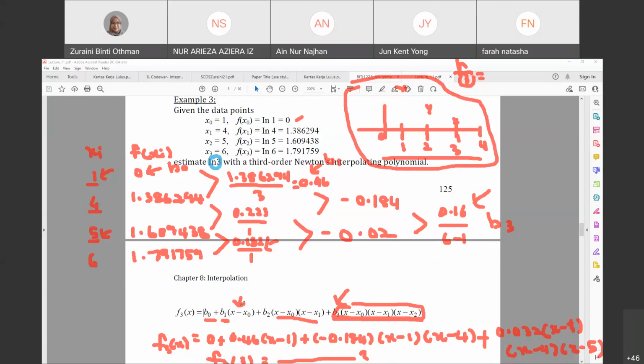Dia just nak tunjuk tu. But the real case ialah like this. Kita nak cari taburan hujan, maksudnya kita nak cari until third derivative, tapi kita tak ada equation, right? But you can calculate it by using Newton interpolating polynomial. Okay?